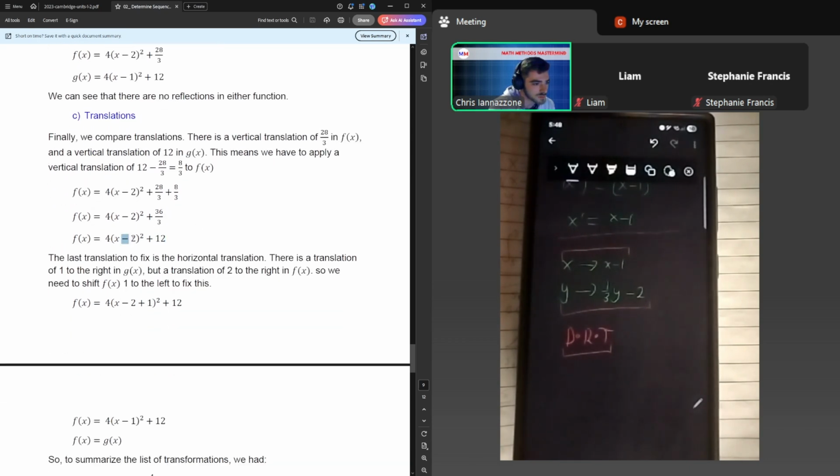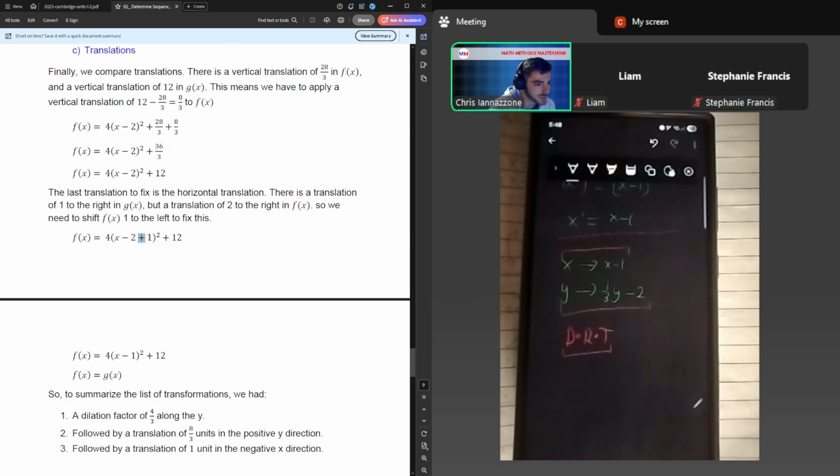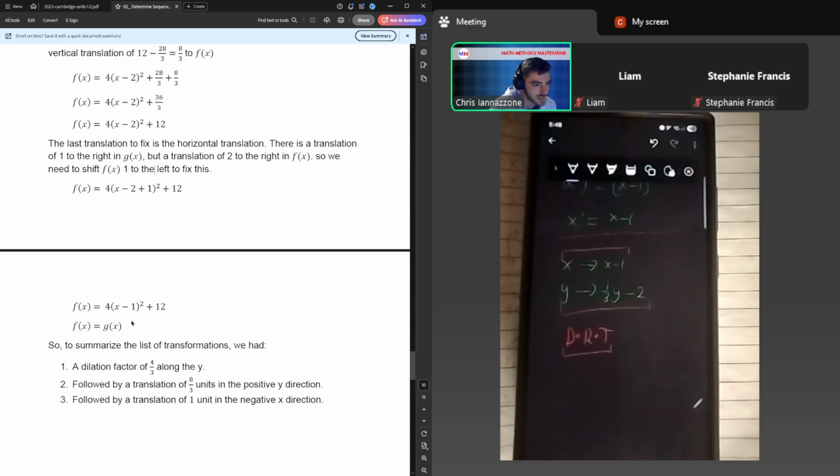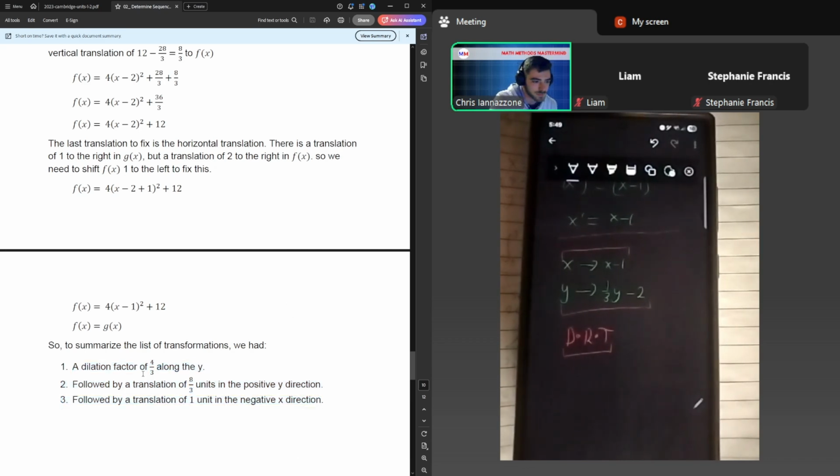We've done all the y stuff, now we can move on to the x stuff. So how do we get from -2 to -1? Well, +1 on the inside. That'll be a shift left by 1. Just like that, we've got F looking exactly like G. So all we have to do is keep track of what we did at each stage. The first thing we did was a dilate by 4/3. The second thing we did was a translate up by 8/3. And the last thing we did was a translate 1 left. All we're going to do is write it in order of what we just did.